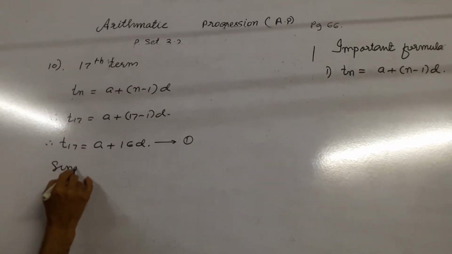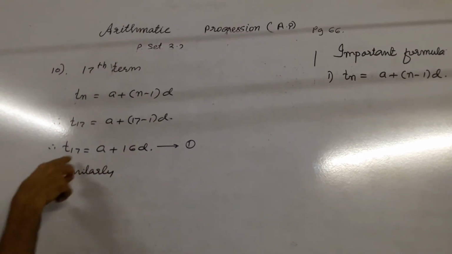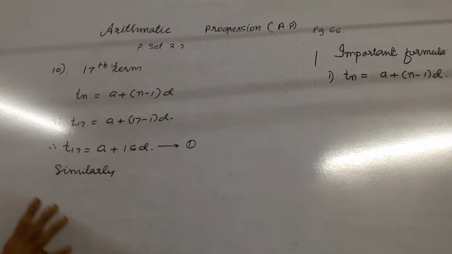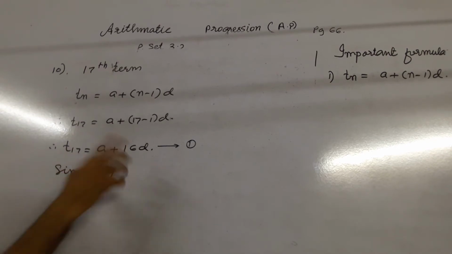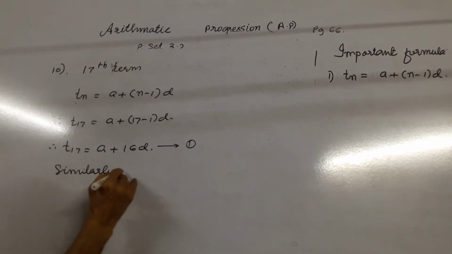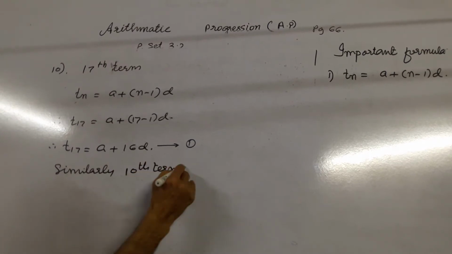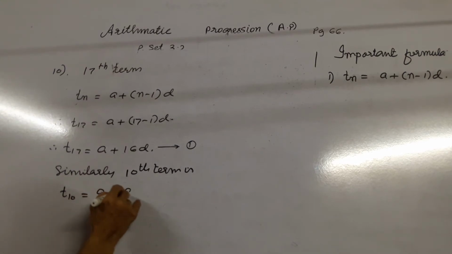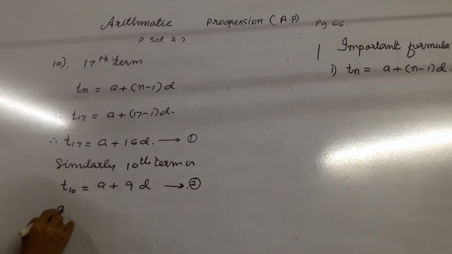Similarly, actually we can generalize that for the 17th term, it is a plus 16d. Same way if you want the 10th term, then the 10th term will be a plus 9d. And therefore directly you can write the 10th term, T10 equal to a plus 9d. Take this as the second one now.